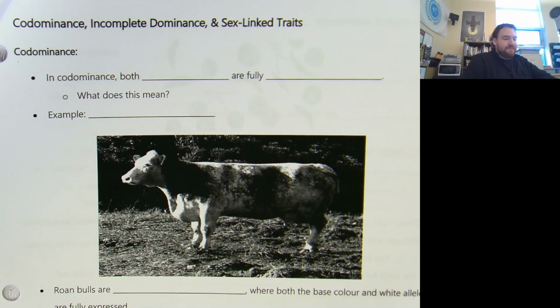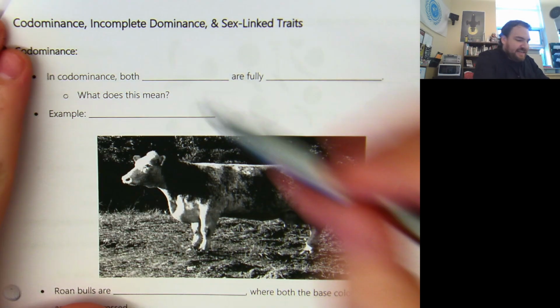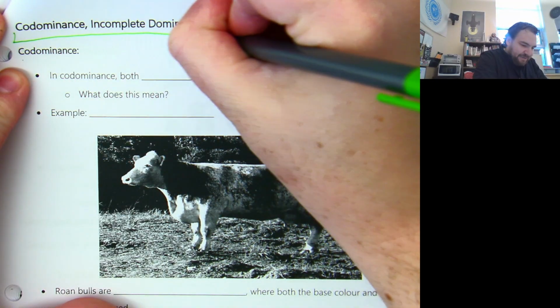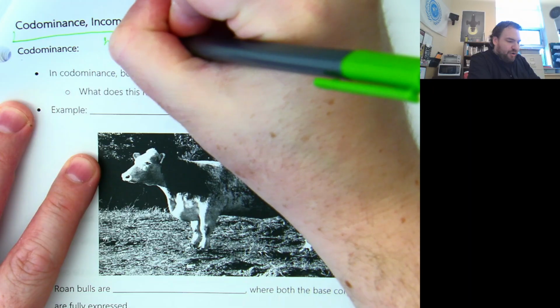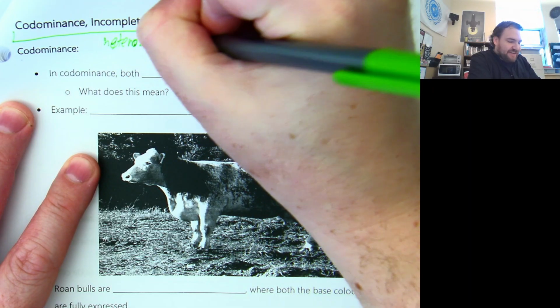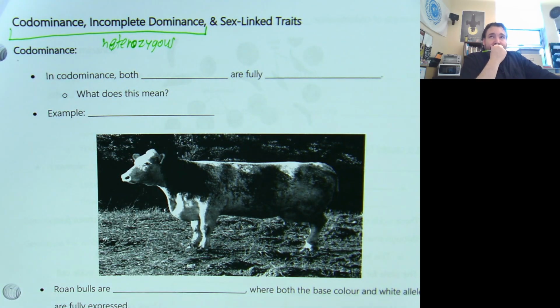So, codominance, incomplete dominance. When you have homozygous traits, what gets expressed is really easy. Either both dominant shows up or both recessive shows up, and you get the dominant trait or the recessive trait, and you're done. It's nice and easy. When you have a heterozygous scenario, these two things, codominance and incomplete dominance, can show up depending on the trait.